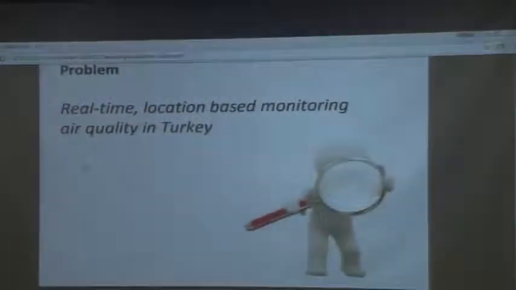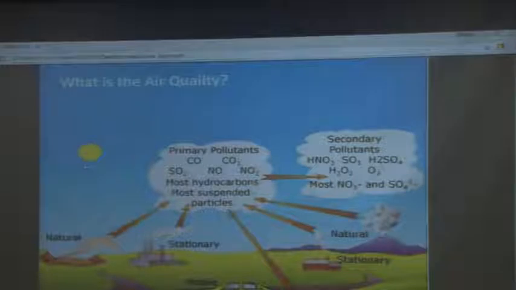Okay, the presentation is prepared by Kemal Şahin, the other author of the paper. It's mainly based on many graphical images. We don't have too much text in the presentation. The problem is real-time and location-based monitoring of air quality in Turkey. Also, we are looking at how to get the historical data and how to disseminate the historical data as well. So just a brief introduction to the air quality.